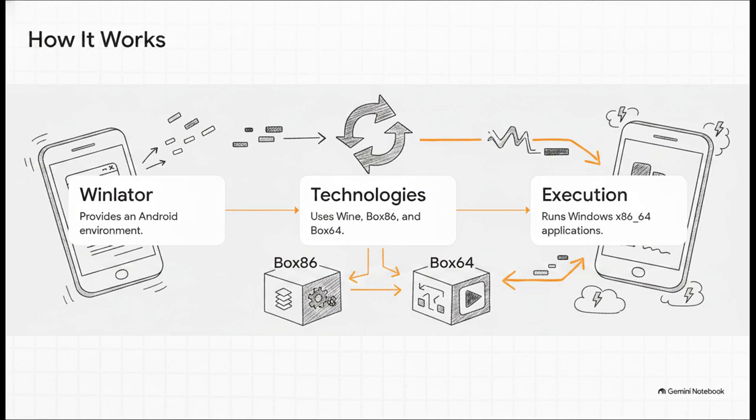Step 1, the PC application sends out its native x86 or x64 instructions, completely unaware that it's actually sitting on a phone. Step 2, Box86 and Box64 step up and translate those specific architectural instructions into an ARM-friendly language that the phone can process. And finally, Step 3, your phone's ARM environment executes the software. It's literally a mind-blowing relay race of code translation happening in mere milliseconds.